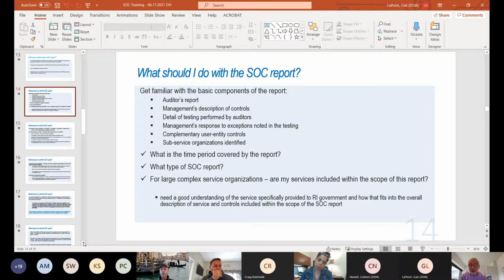You want to consider also what type of SOC report. Is it the type 1 where they just looked at the adequacy of the design of the controls, or is it a type 2 where the auditors actually tested the controls? As mentioned before, it's most desirable to have a type 2 where the controls are actually tested as well. What's not an uncommon situation though, if it's an organization that's doing this for the first time, they might have a type 1 the first year and then move to a type 2 the second year.